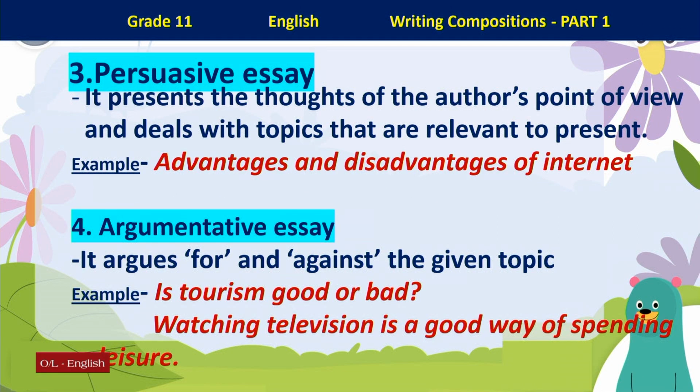The third one, persuasive essay. Now here the author's point of view is presented and mostly the topics are relevant to the present day. For example, advantages and disadvantages of the internet. The fourth one, argumentative essay. So here you have to support both for and against. For example, is tourism good or bad? Watching television is a good way of spending your leisure.